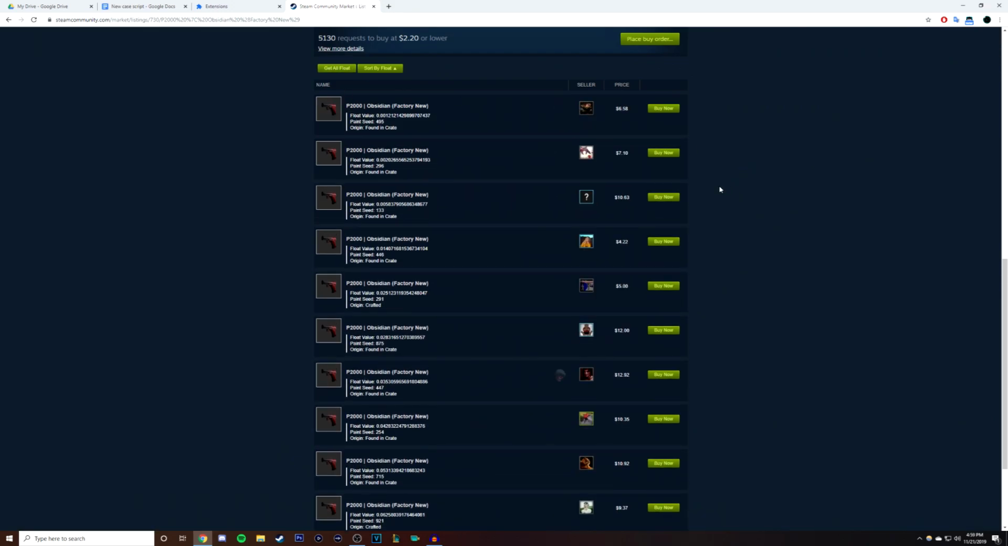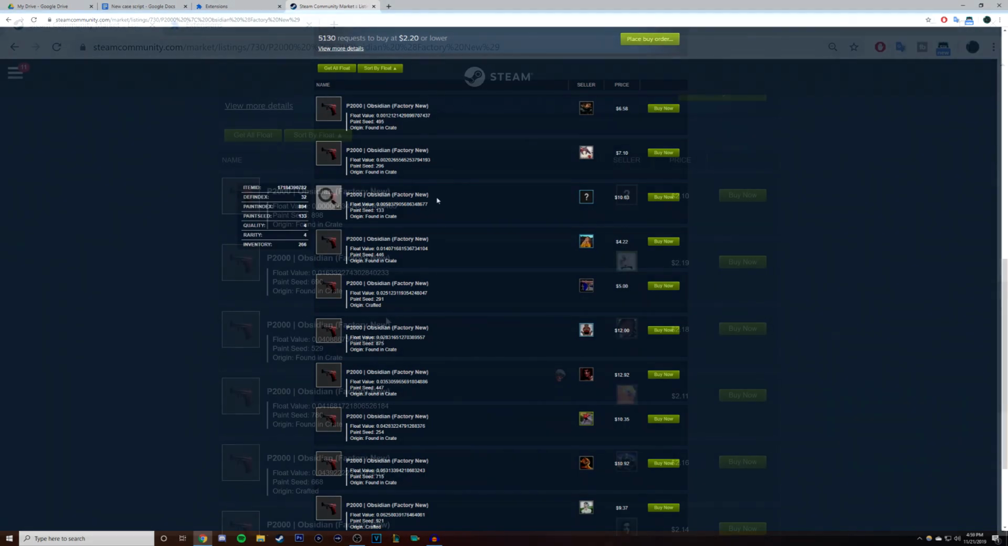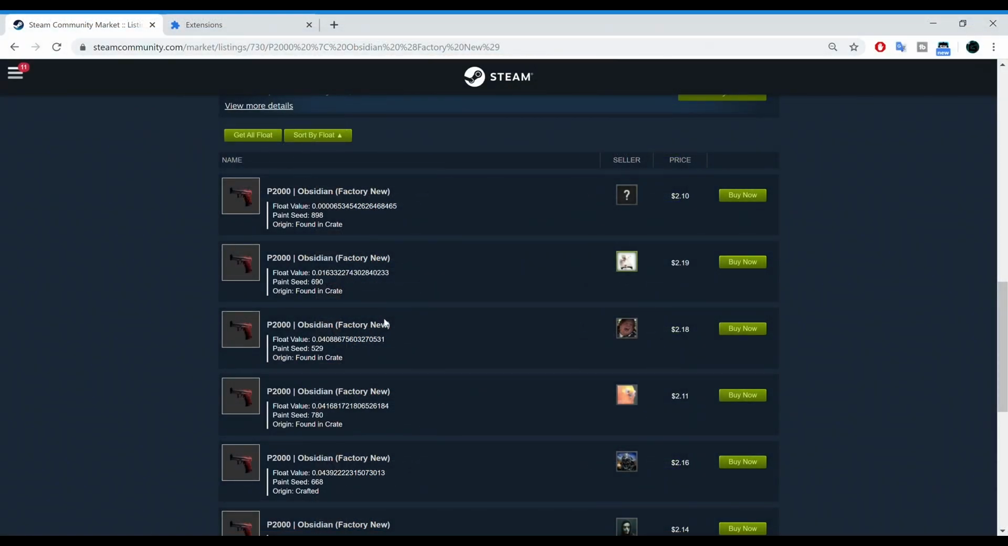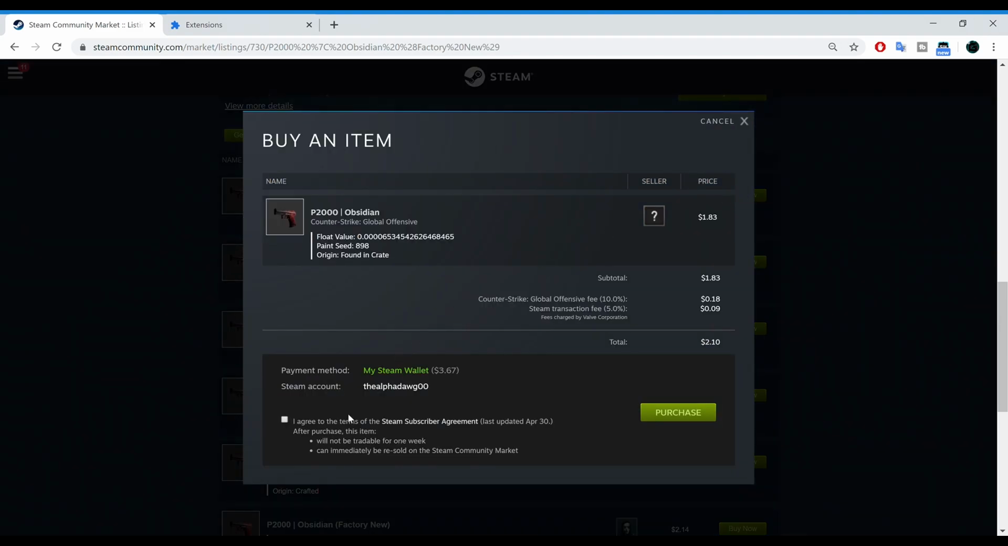You're just going to wait until you see one. Sometimes you're going to find low float skins really easily. On the first skin you look at, there might be something on the first page, and other times you might not find anything because other people have already scooped them all up. But as soon as you find something that has a low float, buy it. Do not hesitate. Buy it and put it right back up on the market.